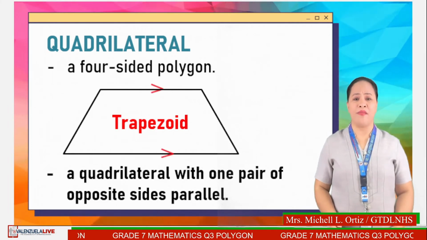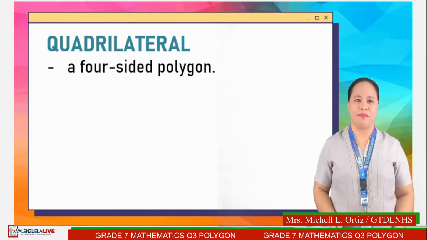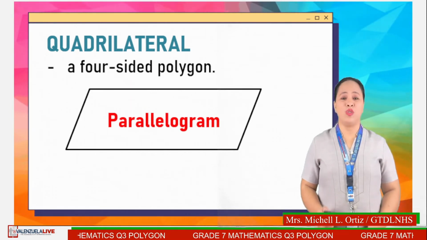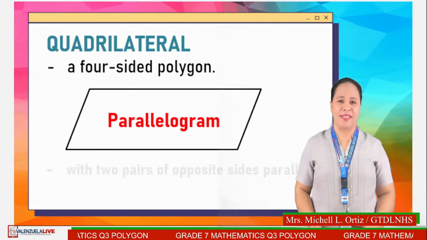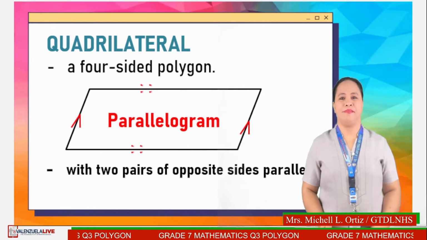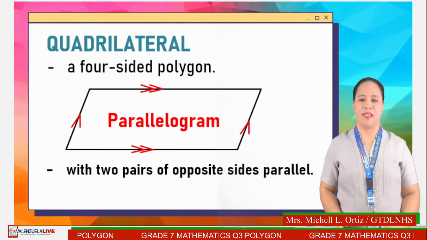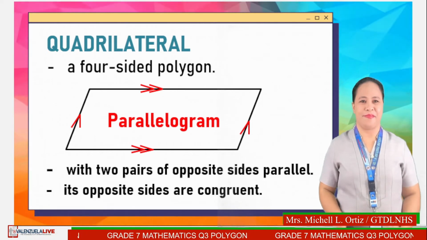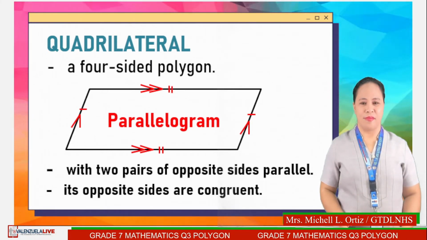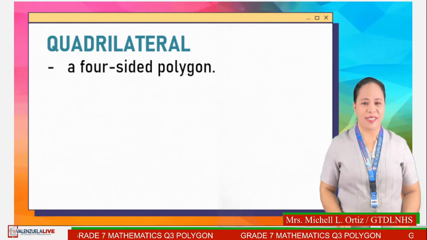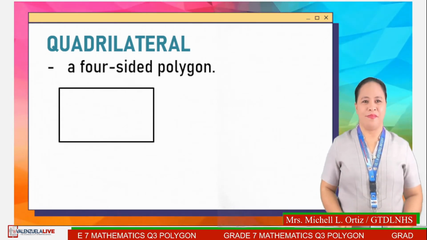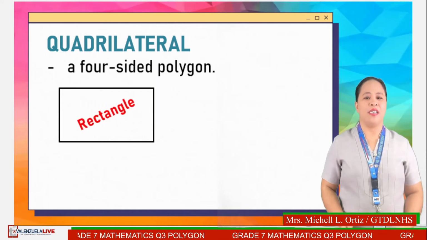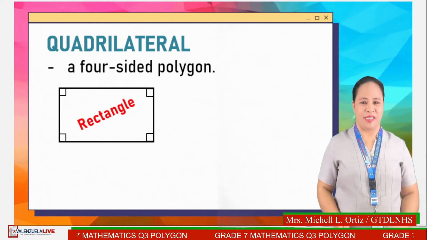We also have the parallelogram. A quadrilateral with 2 pairs of opposite sides parallel. And its opposite sides are congruent. Next, the rectangle. Parallelogram with all angles measures 90 degrees.